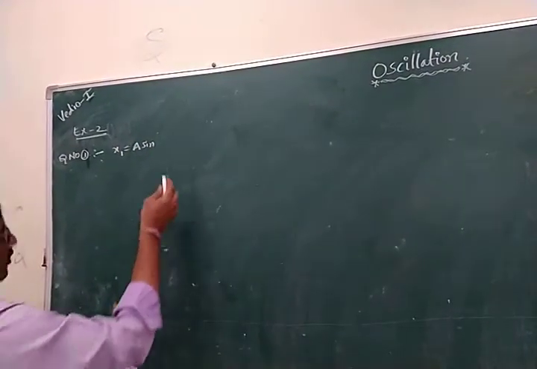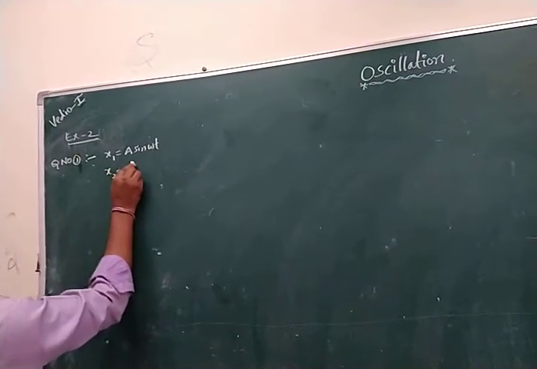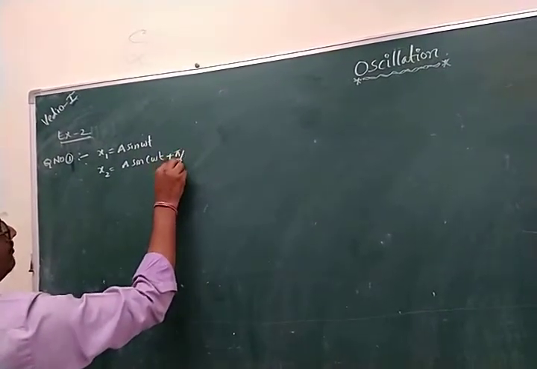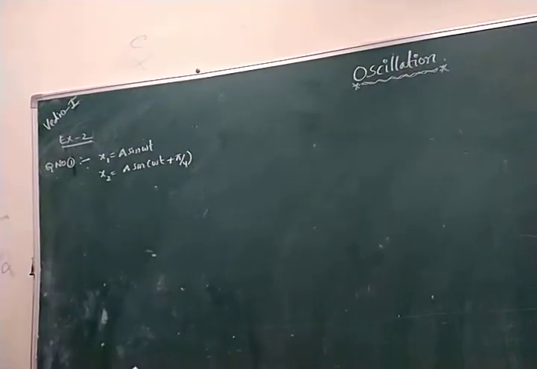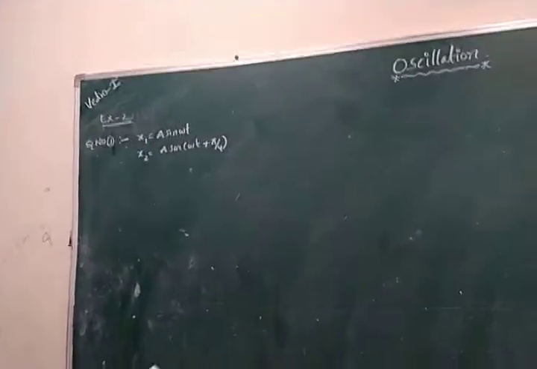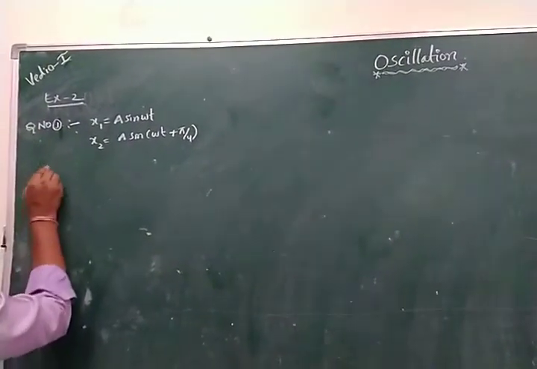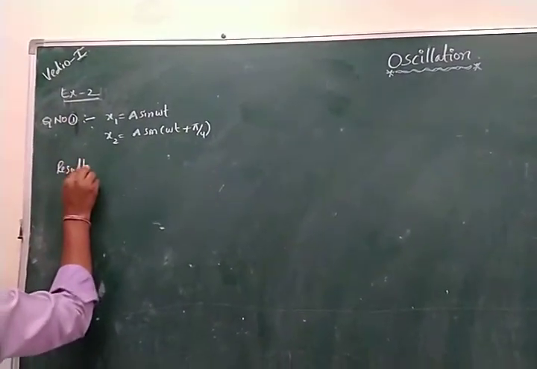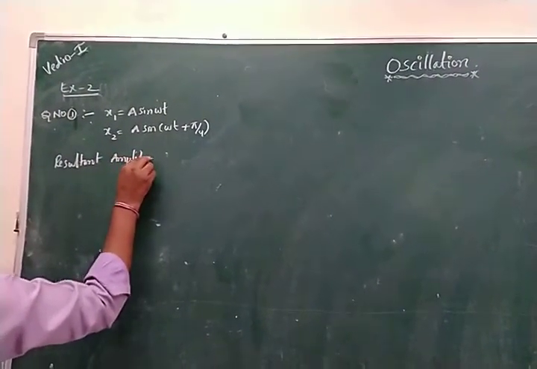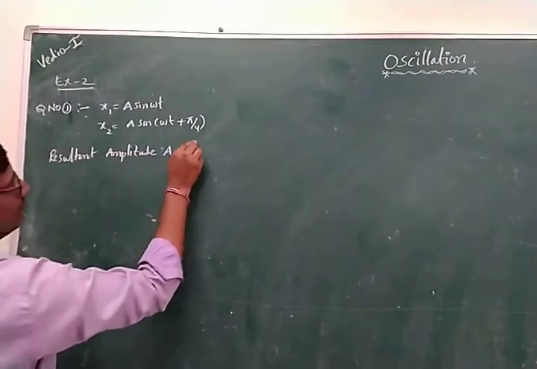x1 = a sin omega t, and another displacement x2 is given by a sin(omega t + pi/4). The resultant simple harmonic motion will have the resultant amplitude. The resultant amplitude A_R is equal to under root.